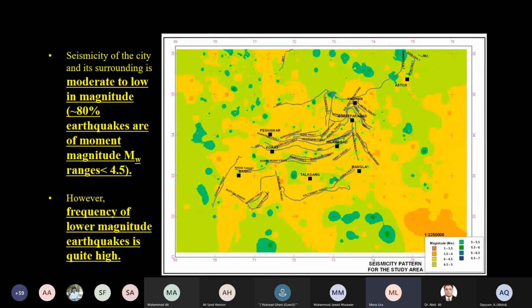So high frequency is a sort of alarm for all of us to look at the possibility of the faults, why they are so active that they are generating earthquakes on a daily or hourly or monthly basis. So the frequency level is quite high, although the magnitude range is moderate to low.